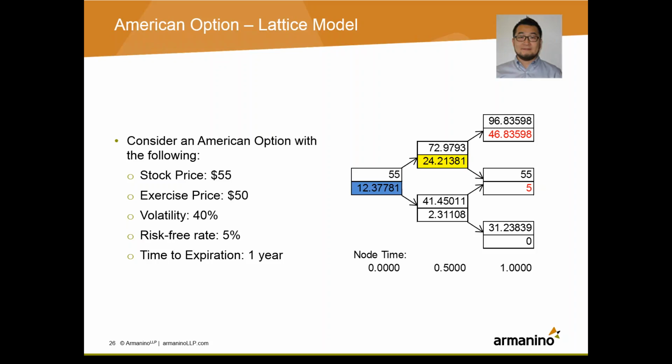In this instance, the present value of the option when the stock price is 73 is $24. It's a probability weighted present value. And when the stock price is at $41, then the value of an option is about $2. And we calculate back to another node of present value calculation and determine that the value of an option in this instance is $12.